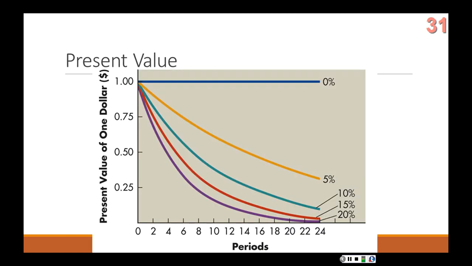So here's a picture of discounting. Remember, it's the inverse of compounding. When we're finding the present value of a sum, it looks exactly the opposite of compounding. It's just the inverse.